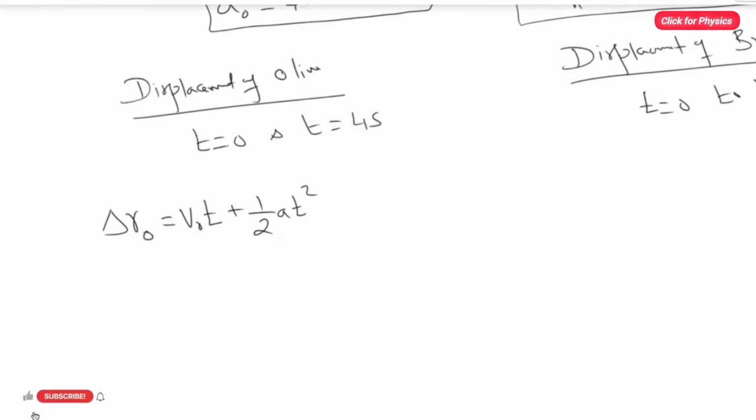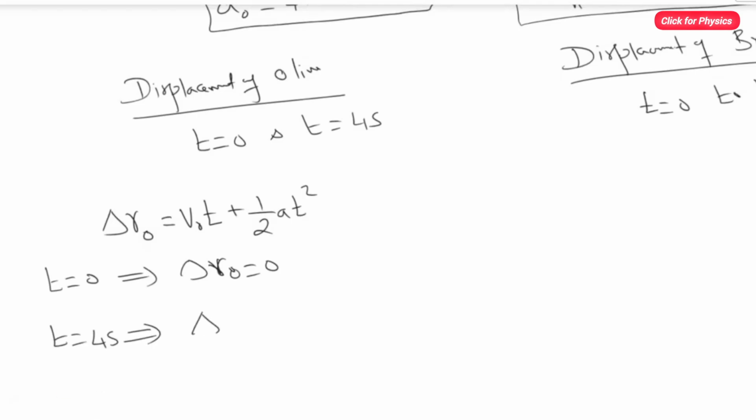So this term will be 0, and when you substitute t equal to 0, the entire term becomes 0, right? When you substitute t equal to 4 seconds, this term will be 0. Why? Because the initial speed is 0. So at the time t equal to 0, you will get delta R_O equal to 0. But at time t equal to 4 seconds, you will get only half a t square. Why? Because the initial speed is 0, right? So the first term will not contribute.